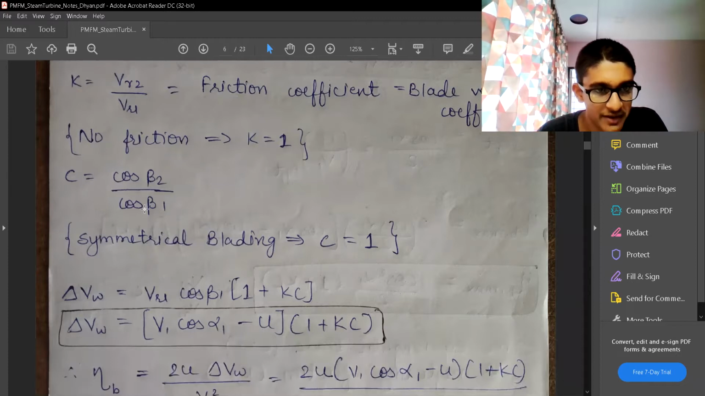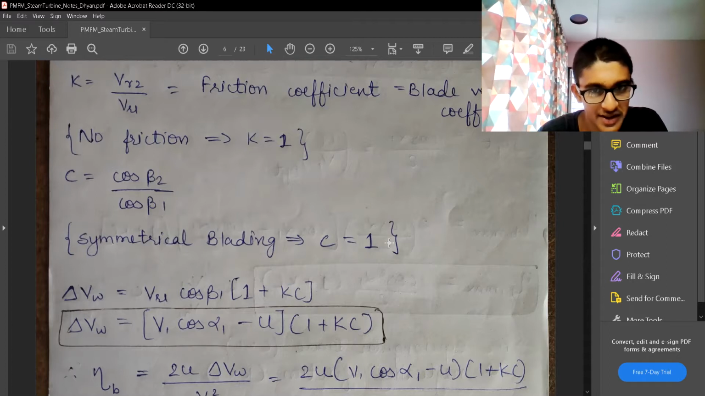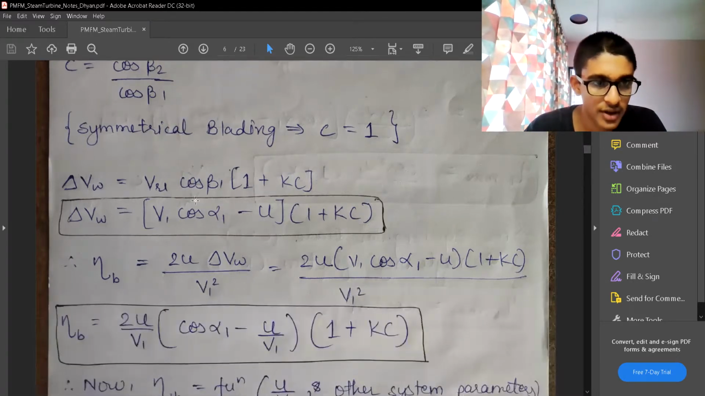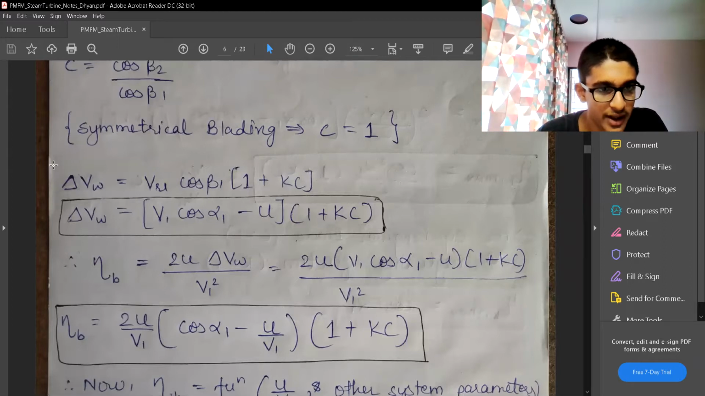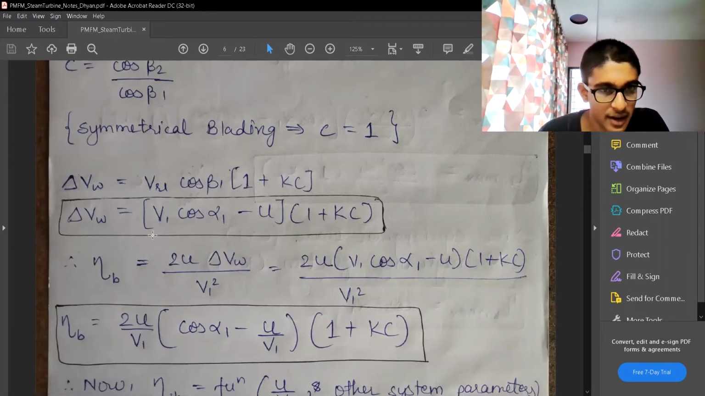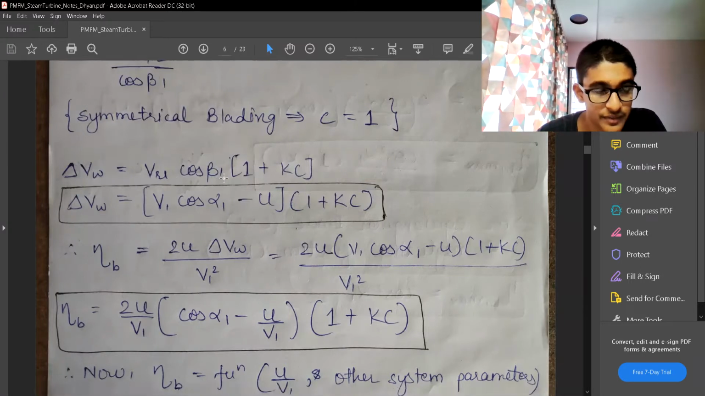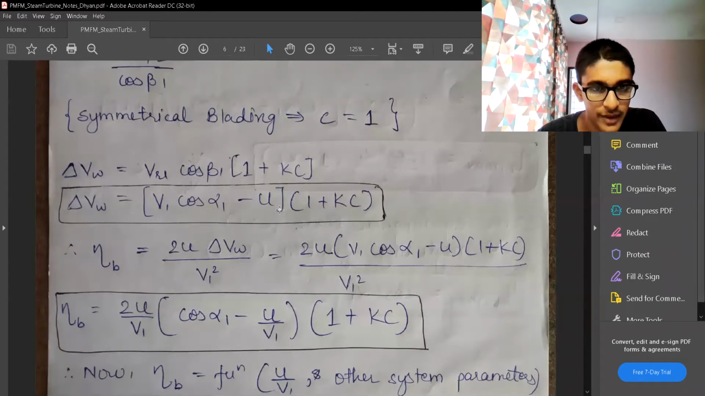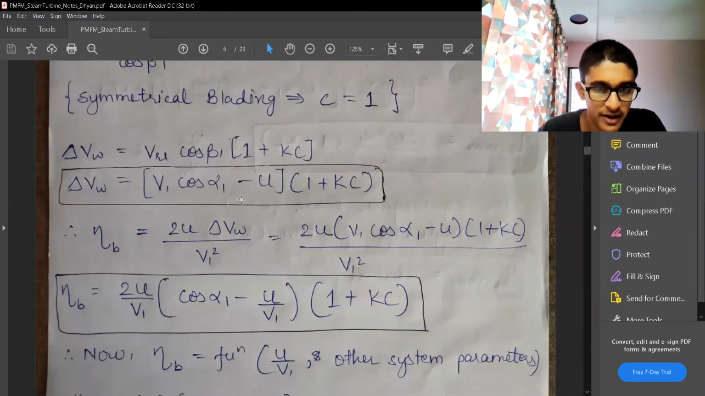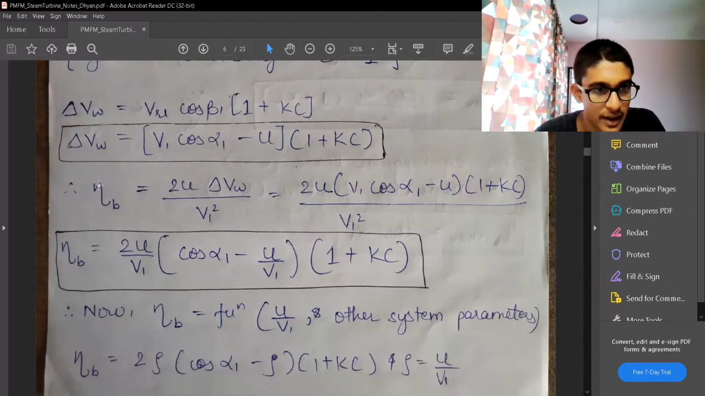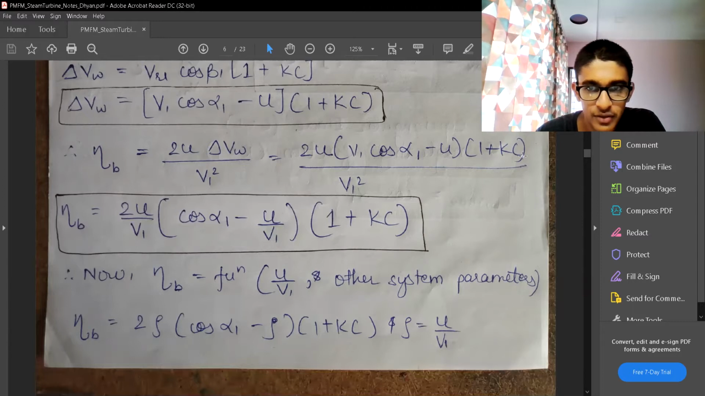For symmetrical blading or equiangular blading, beta2 is equal to beta1. That means C is equal to 1. So now we have delta VW as VR1 cos beta1 (1 plus Kc), and VR1 cos beta1 can be written in terms of V1 cos alpha1 minus u. You can do these trigonometric changes yourself. So efficiency will change in terms of this. So we have introduced delta VW. Now we can split V1 out of all the brackets.